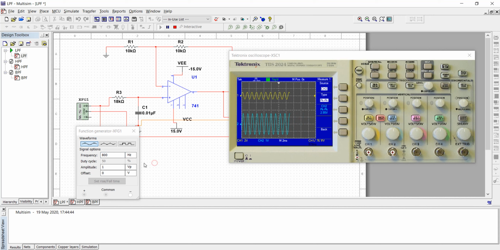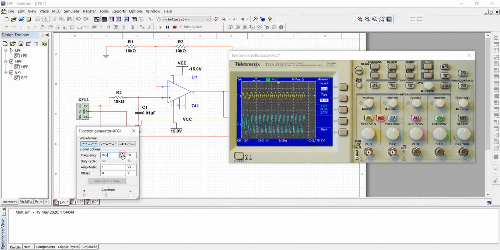Now 800 hertz we have included. I will increase the frequency. As the frequency is increasing, the peak to peak voltage starts reducing. For higher frequency, the voltage starts reducing. You can observe the waveform on this particular oscilloscope here. The peak to peak voltage has started reducing. The cutoff frequency that was designed was 1 kilohertz. At 1 kilohertz it reduces by minus 3 decibels. In this way the value of the output reduces as the frequency goes on increasing.